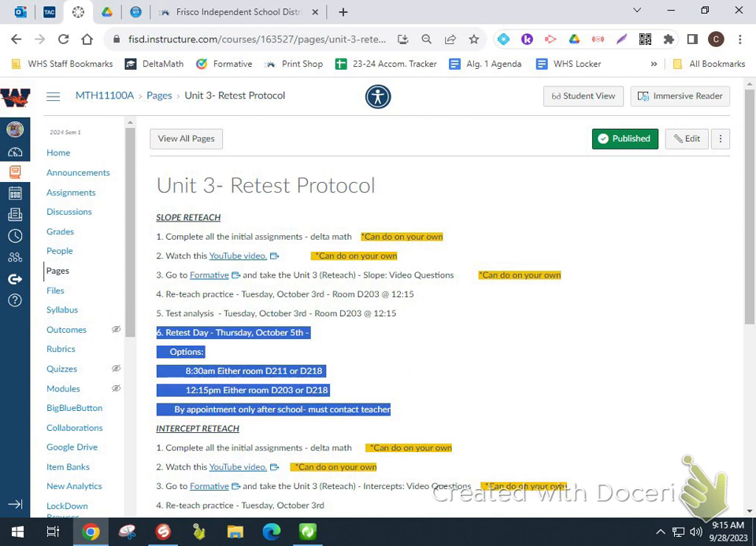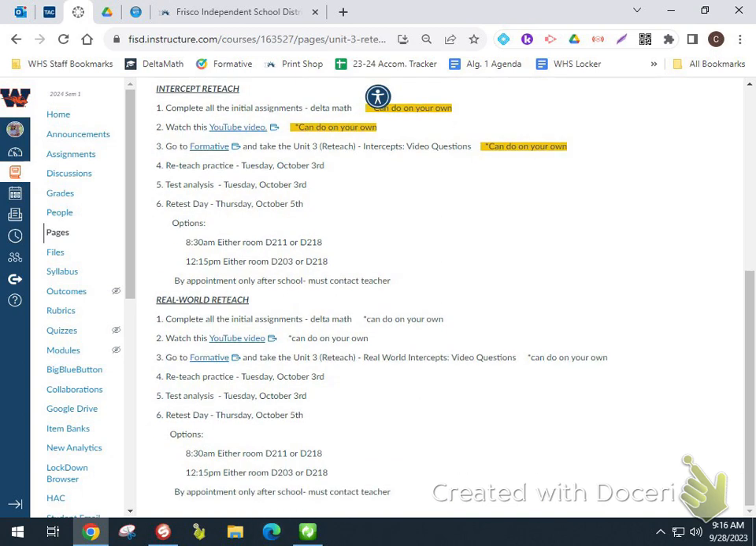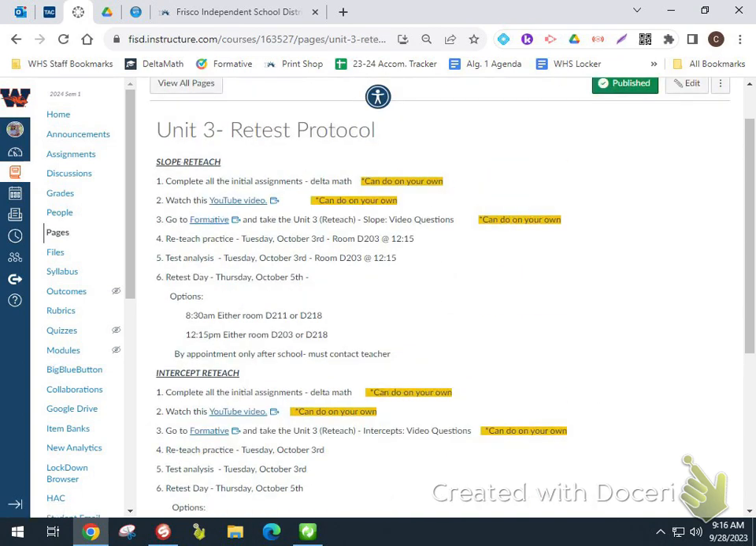So same thing with the reteach. If Tuesday doesn't work, I need y'all to try to make that work just for simplicity of all of our lives. But I understand if you're sick, have an appointment, whatever, you just got to communicate with us. So there's a checklist for each thing that you are retesting. If you're retesting multiple, then you do have quite a few steps to do. But everything is going to be linked there. I'll make sure the formative link works. But it doesn't take that much time.